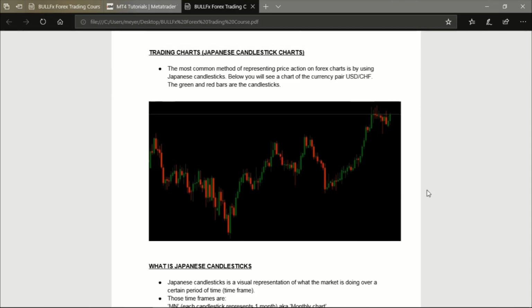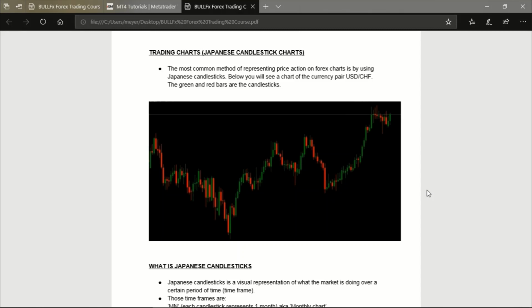Okay, trading charts. Japanese candlestick charts. The most common method of representing price action on Forex charts is by using Japanese candlesticks. Below you will see a chart of the currency pair USD CHF. The green and red bars are the candlesticks.